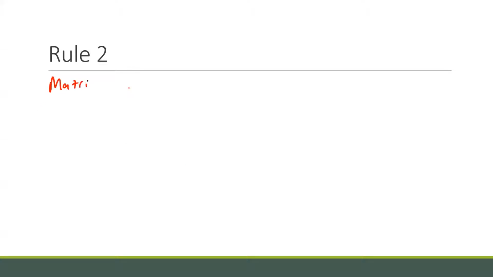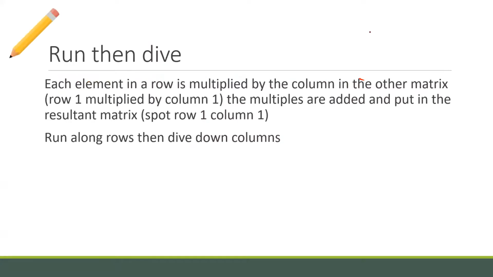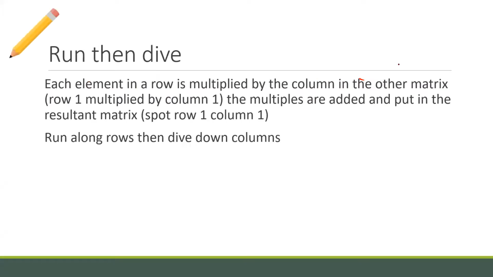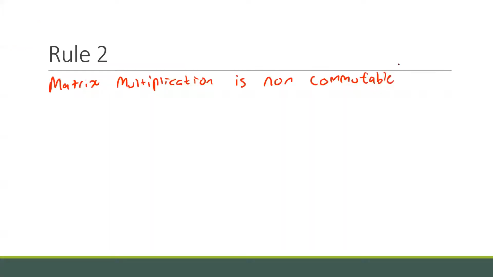Matrix multiplication is non-commutable. Now, I might talk about that later on anyway, but if not, I'm going to talk about it now. Let's just show what that means.